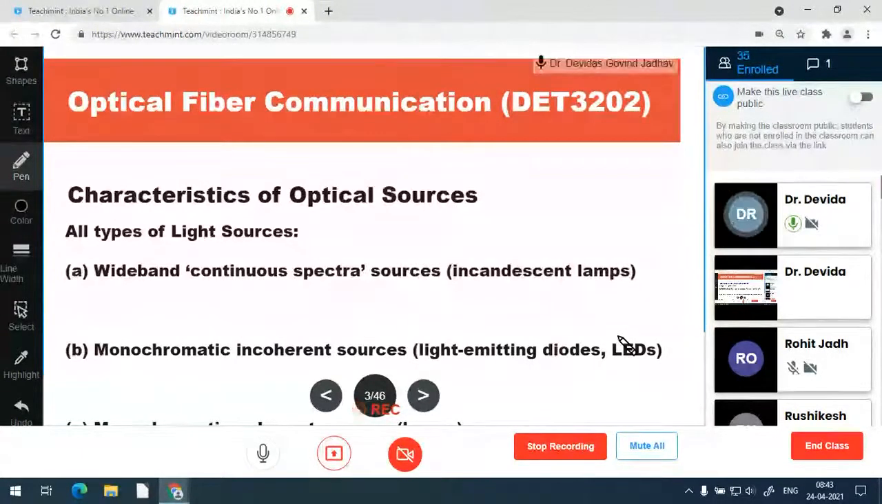So suppose this is the graph. Light of all the wavelengths will have a spectrum like this, but monochromatic light will have something like this, a very small bandwidth.